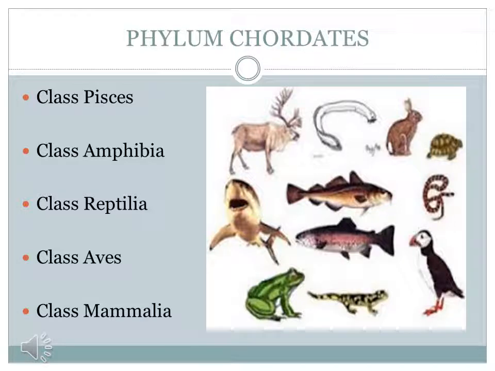Now let's move on to the next topic, phylum Chordata. The chordates possess the following characteristics. They are bilaterally symmetrical, triploblastic with an organ system level of organization. They possess a notochord and a nerve cord. The circulatory system is of closed type. Phylum Chordata can be divided into the following classes: class Pisces, class Amphibia, class Reptilia, class Aves, and class Mammalia.